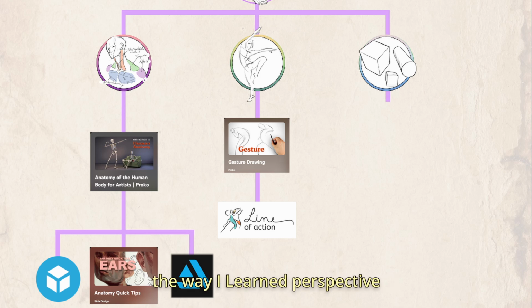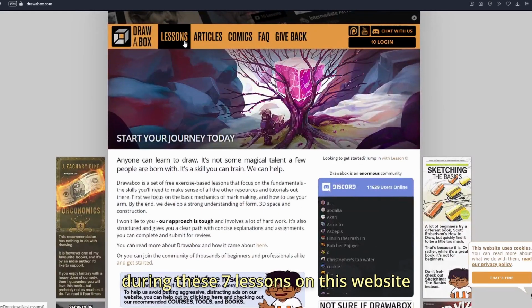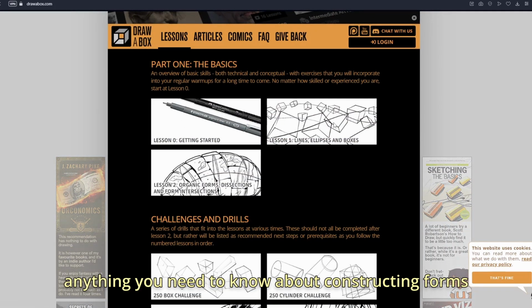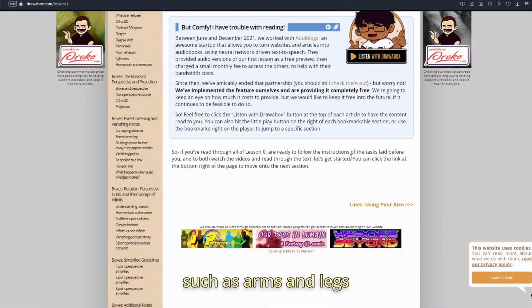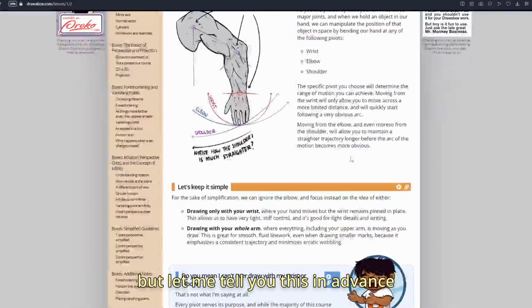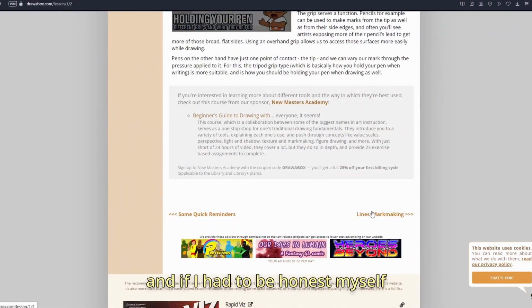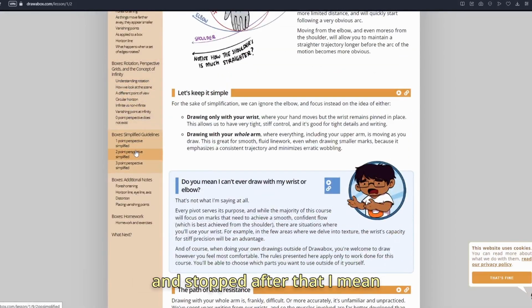The way I learned perspective was through a website called Drawbox. During the 7 lessons on this website, you will get to learn anything you need to know about constructing forms and how to apply them to real drawings, such as arms and legs. But let me tell you this in advance, getting through this course is quite difficult. And if I had to be honest myself, then I only did lesson 1 and 2 and stopped after that.